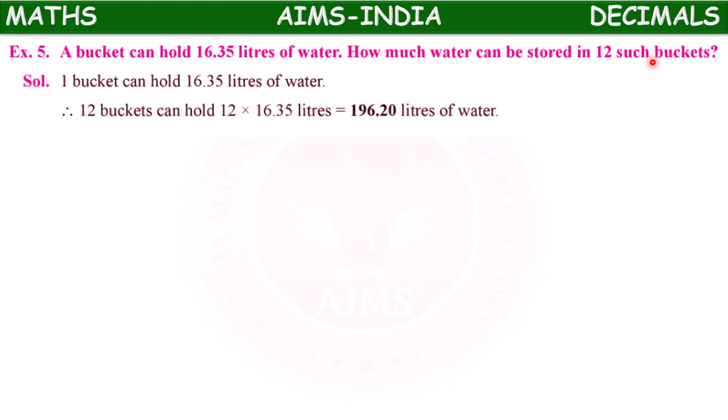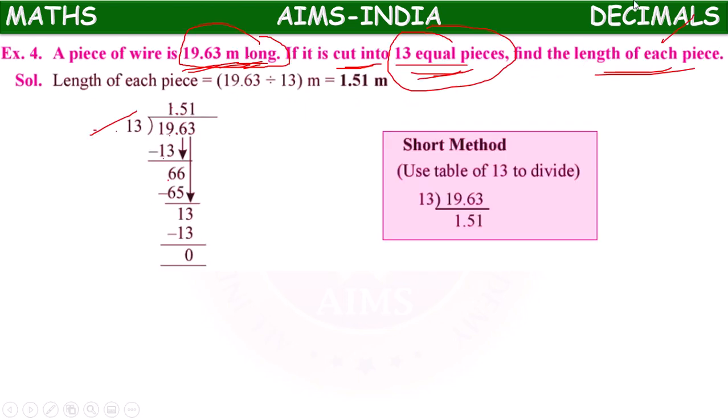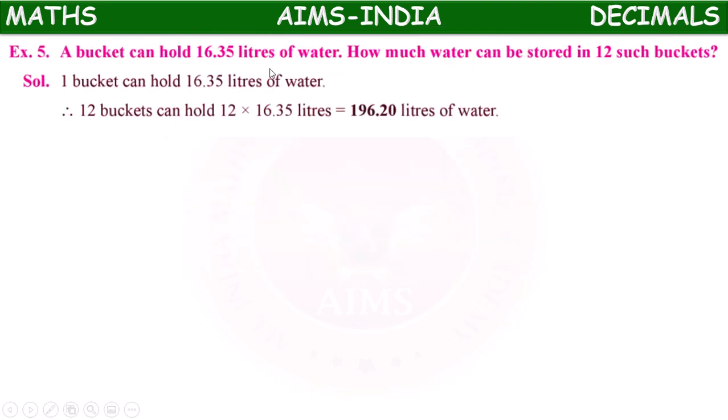If we take 12 buckets like that, we have to multiply this 16.35 into 12. In the previous question, we have done the division, because one piece we are cutting into 13 equal pieces. So each piece length will decrease. We are doing division. But here, volume of water will increase, because previously we have taken one bucket. Now we are taking 12 buckets. Volume will increase. So in this kind of questions, we have to multiply 12 into 16.35. As per rules of decimal multiplication, we will get this as answer, 196.20.